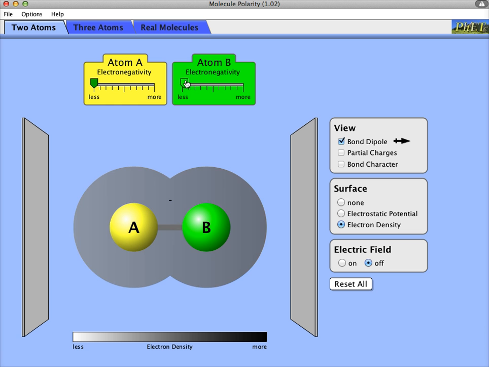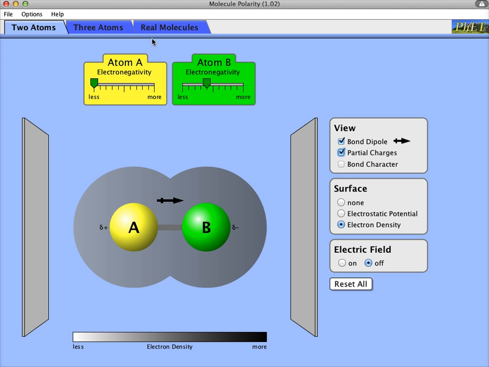Now, as I make atom B more and more electronegative, you can see that the color will start to get more and more uneven, right? All the way up here, it's very noticeable, but it's a little more subtle down here. And again, you can see this arrow showing you the slightly positive end here and the slightly negative end here. You can see that here as well, with the arrow pointing to the more electronegative atom.